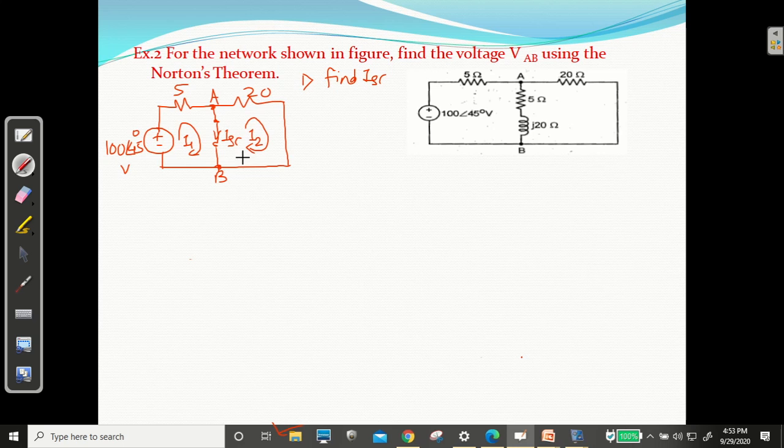Okay. So what is the value of loop 1? Current I1 is flowing in 5, into 1, 5 I1. Loop 1, 5 I1 equal to 100 of the angle 45 degree. So what is the value of I1 I am getting? I1 equal to 100 upon 5 is 20 of the angle 45 degree ampere. Loop 2.